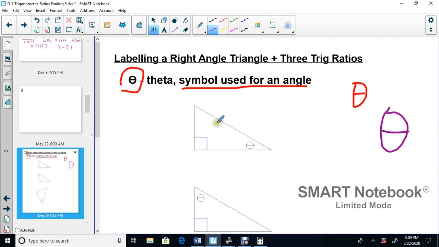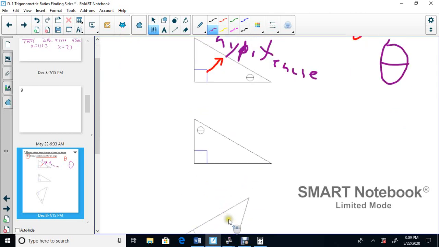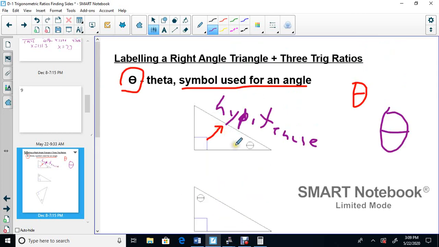Now I'm going to show you how to label the triangle. You should know that across from the 90 degrees, the side of the right angle triangle is called the hypotenuse. If you didn't know that, it's the hypotenuse. These three triangles are on the right of your handout. Now, across from the angle, right across from the angle this way, that one has a name too. If you go across from the angle, it's called the opposite.